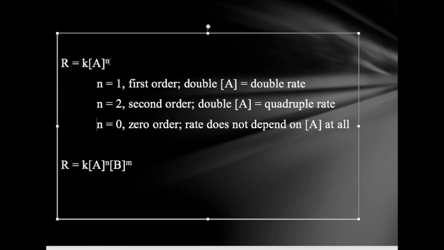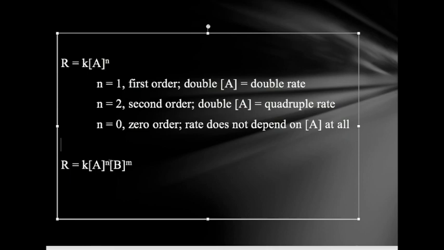Another possibility is that you find that the N is 0, which means that anything raised to the 0 power is 1. This equation would just simplify into R equals K. That means that the rate does not depend on the concentration of A at all, and that is possible. So first order, second order, or 0th order reactions will be the important ones for you to be able to think through.